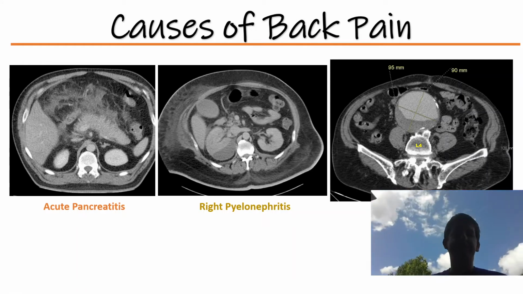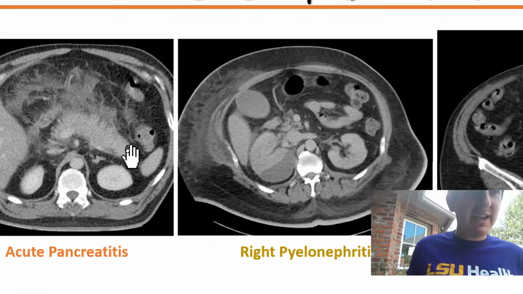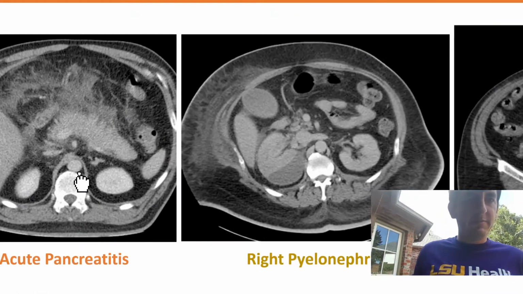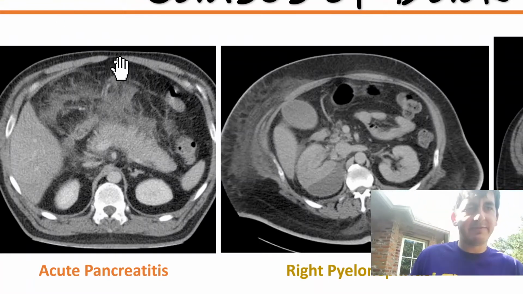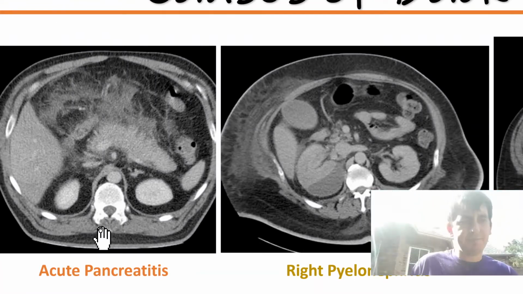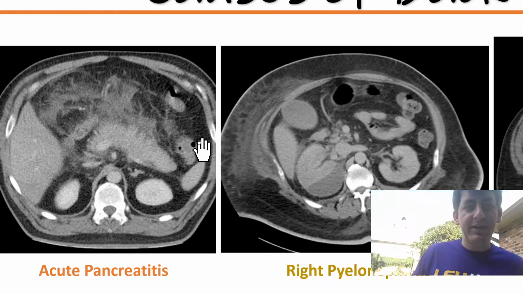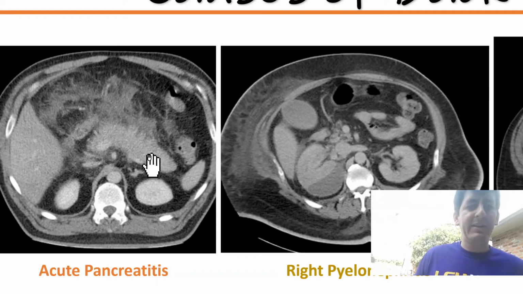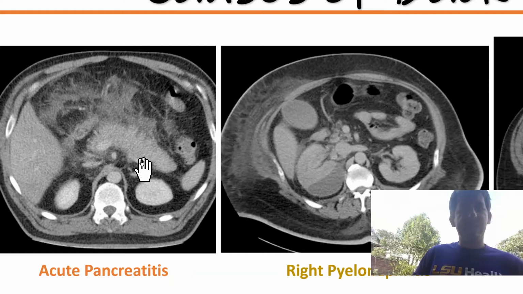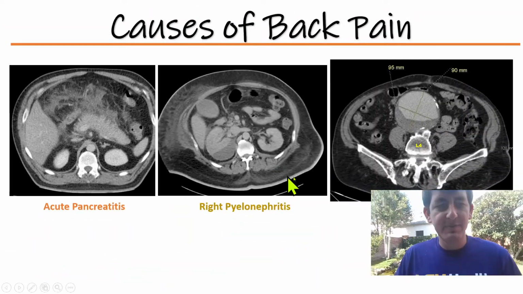So acute pancreatitis, I'm not really sure exactly why, but it is located close to the back side here. This is the vertebral body. This is the front up top, and this is the back of the patient. These are the kidneys here, the liver, the spleen, some bowel, and the pancreas right here, and some peripancreatic fat stranding seen right here. Inflammation, the pancreas is inflamed. So that can cause back pain. Now this makes a lot more sense.